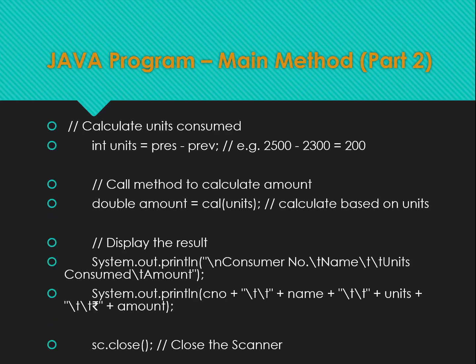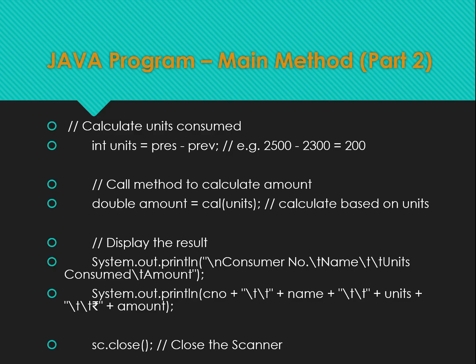This slide shows the final part of our main method, where we process the input and generate the output for the electricity bill. First, we calculate the number of units consumed by subtracting the previous month's meter reading from the current one. For example, if the current reading is 2500 and the previous reading is 2300, the units consumed would be 200. Next, we call the calc method and pass the units value to it.